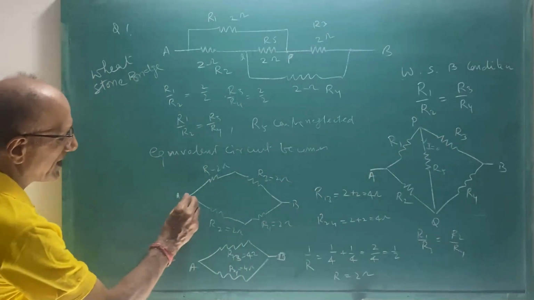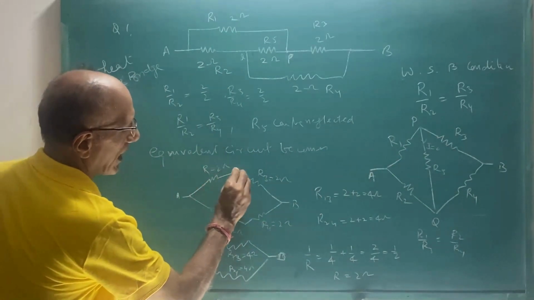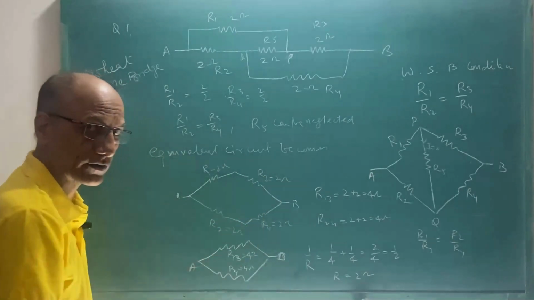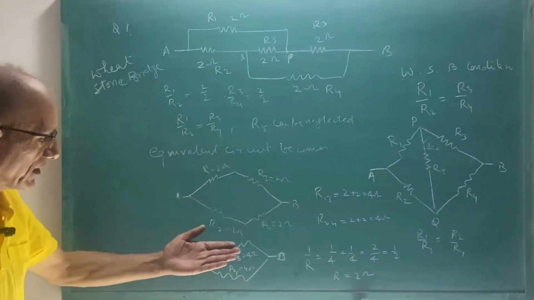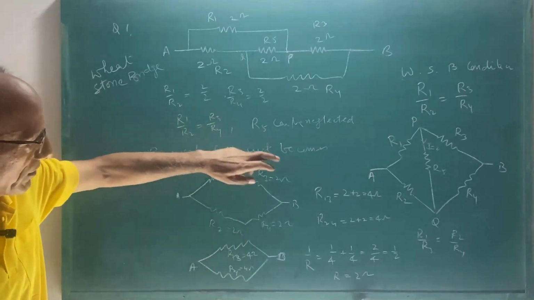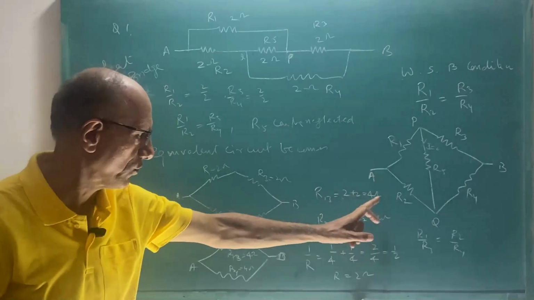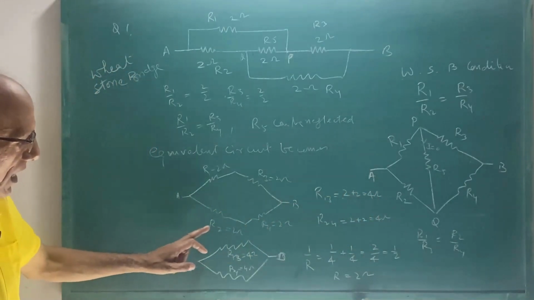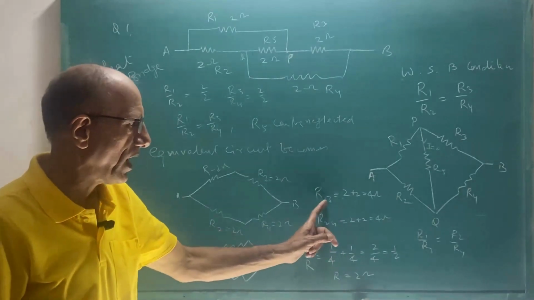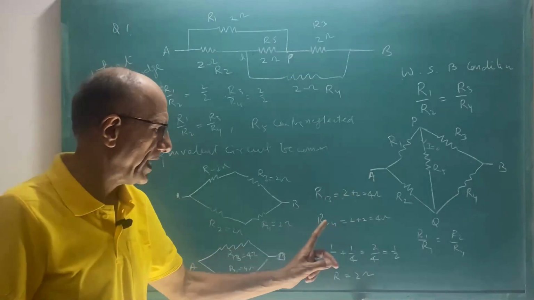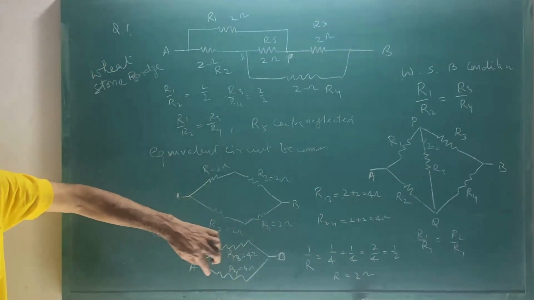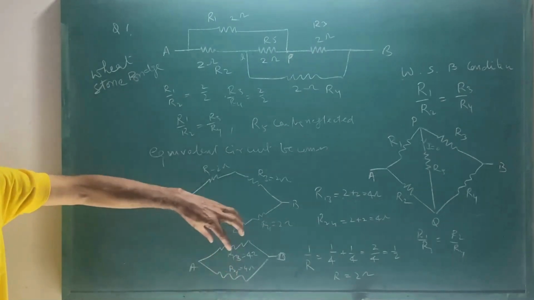So now we see R1 and R3 are in series, and R2 and R4 are also in series, and they are then in parallel. R1 and R3 will become 2 plus 2, that is 4 ohm, and R2 and R4 will be 2 plus 2, that is 4. So R13 is 4 ohm and R24 is also 4 ohm, and they are in parallel.